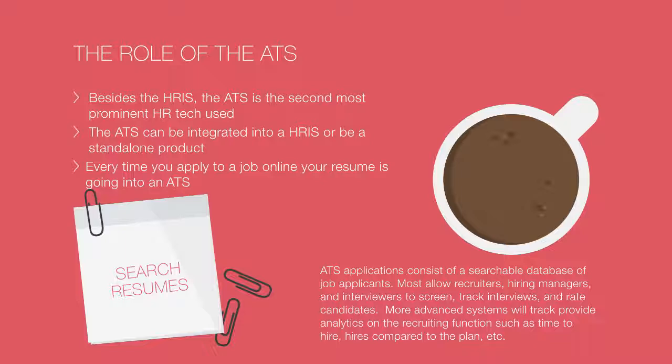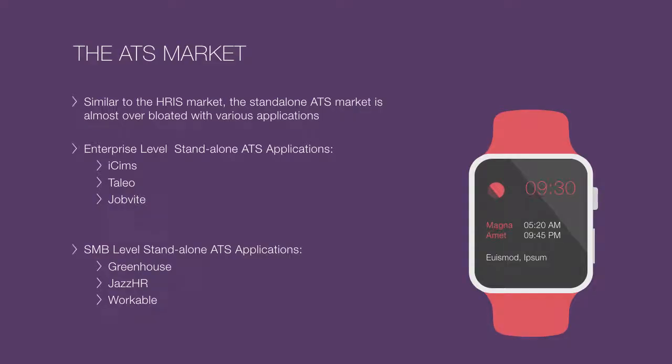ATS applications consist of a searchable database for job applicants. Most allow recruiters, hiring managers, and interviewers to screen, track interviews, and rate candidates within the system. More advanced systems will provide analytics on the recruiting functions such as time to hire compared to plan, etc. The applicant tracking market, similar to the HRIS market, has really just exploded. Enterprise level standalone applicant tracking systems include iCIMS, Taleo, JobVite. The small to medium-sized business standalone ATS include Greenhouse, Jazz HR, and Workable.